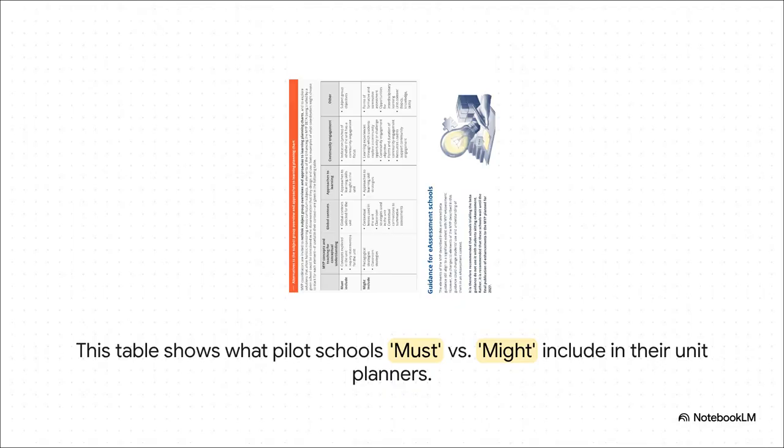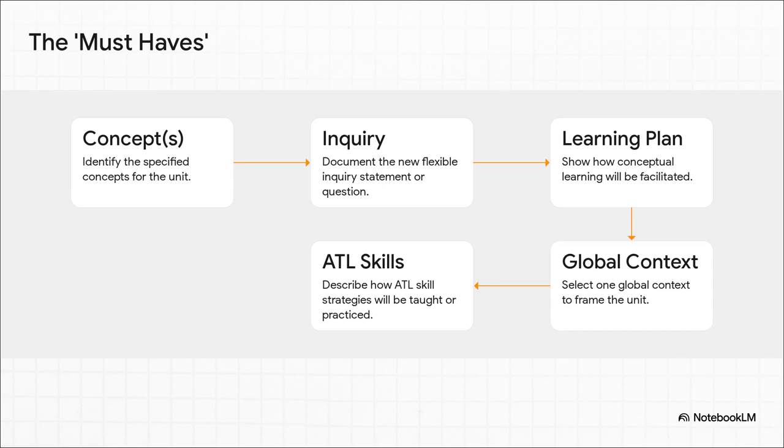To make it super clear what's required, the IB has put out this handy guidance table. They basically split everything into two columns: the must-haves, the absolute essentials, and the might includes, which are optional elements you can add to make your planner even richer. So let's quickly run through those musts.